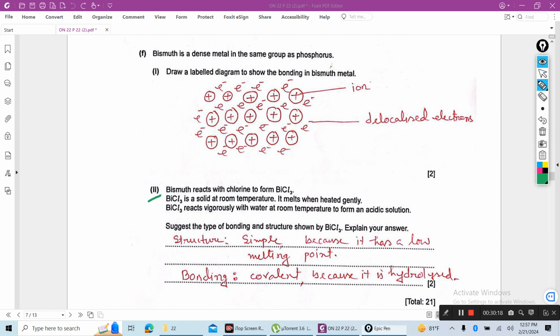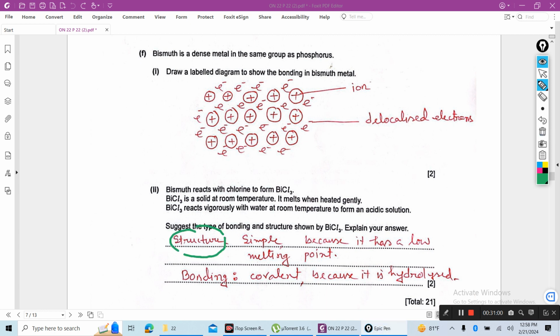Now, number 2, bismuth reacts with chlorine to form bismuth trichloride, BiCl3. Bismuth trichloride is a solid at room temperature and it melts when heated gently. That means its melting point is low. Bismuth trichloride reacts vigorously with water, it is hydrolyzed, at room temperature to form an acidic solution. Suggest the type of bonding and structure shown by bismuth trichloride. Explain your answer.